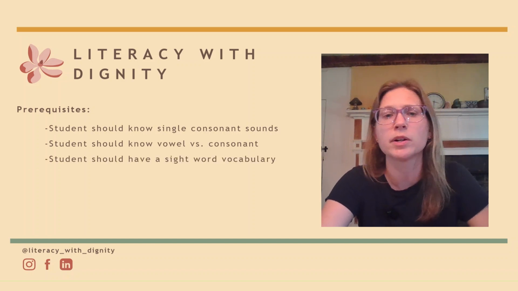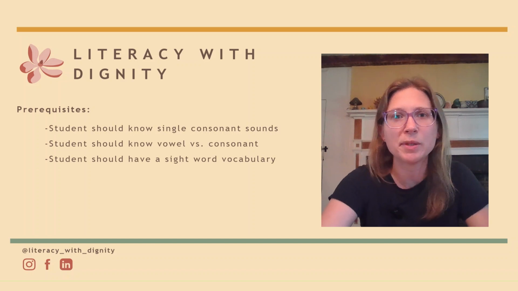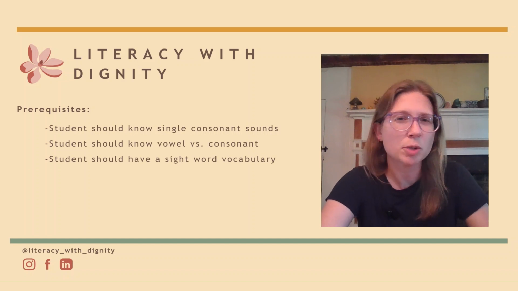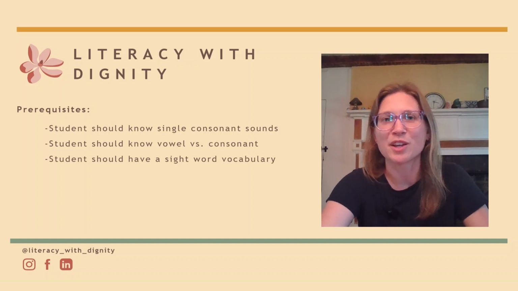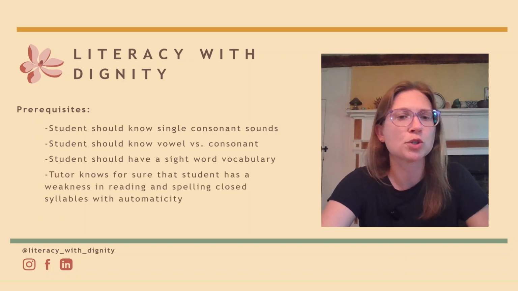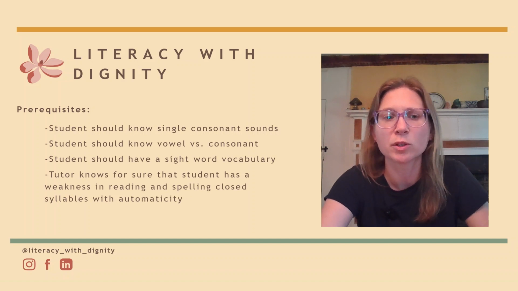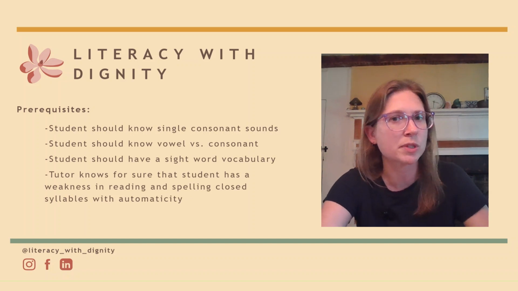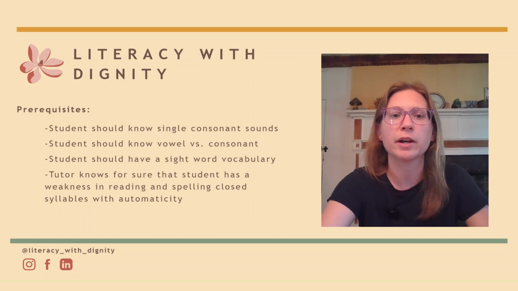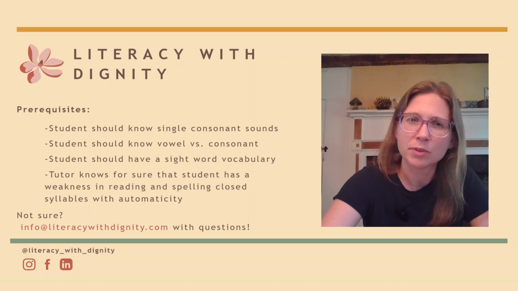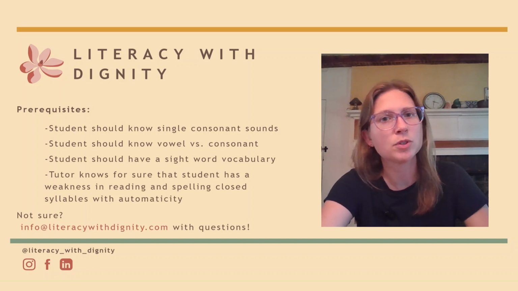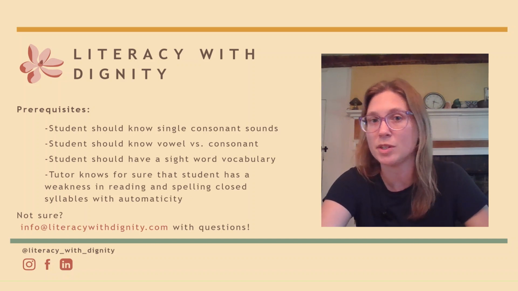And a student should also have a sight word vocabulary, meaning that if you give them a piece of text at the third, fourth grade level, they should be able to read most of it because they've memorized a lot of the words or they've developed coping mechanisms for them. The tutor should also know for sure that the student has a weakness in reading and spelling closed syllables with automaticity, meaning some sort of assessment's been done, and you're sure that the student needs help in this particular area. If you're not sure, please feel free to email me, info@literacywithdignity.com, with any questions. Hopefully in the future, I'll have a video out that will teach you how to DIY an assessment.